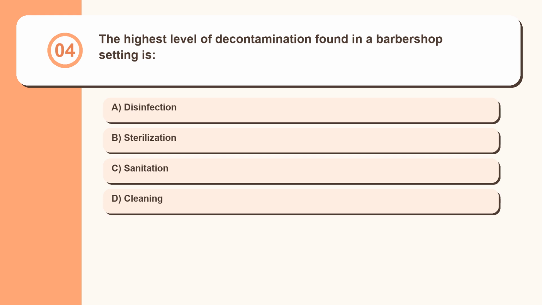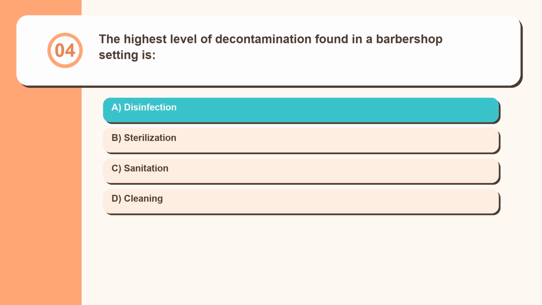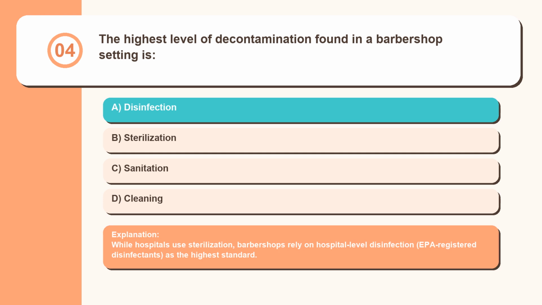Question 4. The highest level of decontamination found in a barbershop setting is disinfection, sterilization, sanitation, cleaning. While hospitals use sterilization, barbershops rely on hospital-level disinfection, EPA-registered disinfectants, as the highest standard.